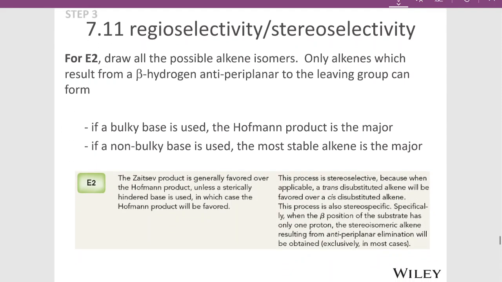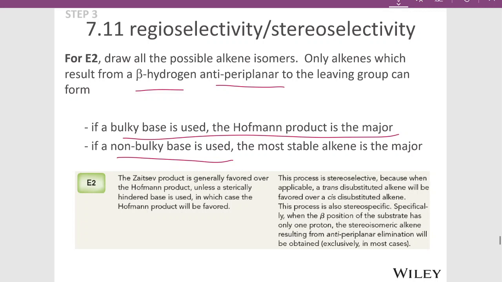Alright, so for E2, we're going to draw all the possible alkene isomers, and those result only from beta hydrogens that are anti-periplanar to the leaving group. If you have a bulky base, Hofmann is major. If a non-bulky base is used, the most stable alkene is major.